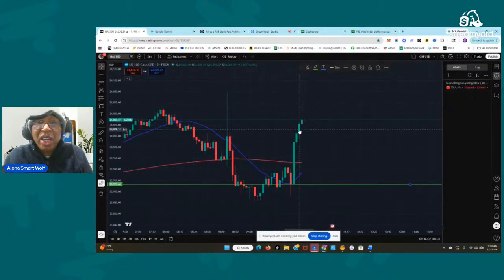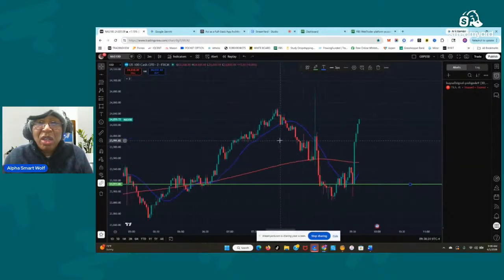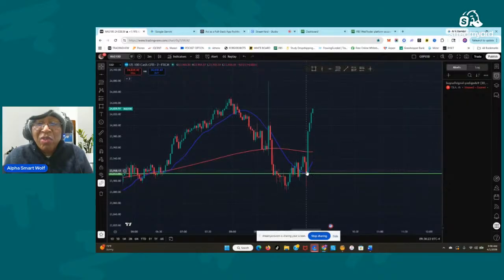Okay, so it printed a green candle, and you can see the 20 is coming close to the 200. The 200 is almost flattened, which is a powerful indication here. The 20 is getting closer to the 200. If you guys can see, it was far away here, and now it's coming close.